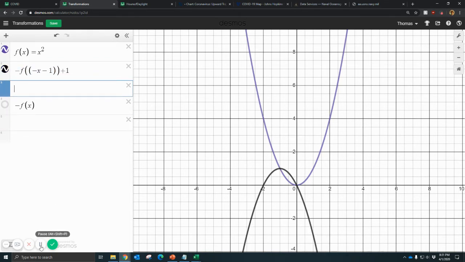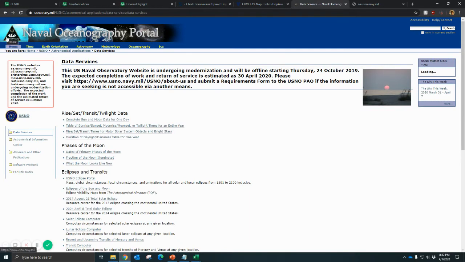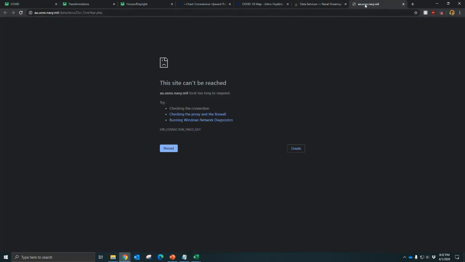Now let's look at an example of this in the real world. Recall what I said at the beginning of the video: we observe things in nature and we want to come up with a way to explain them. There's a website you can go to, the U.S. Naval Observatory website. If you click this button here, duration of daylight and darkness tables for 1 year, as of April 1st, 2020, it doesn't work because this website is undergoing renovation and should be done by April 30th, 2020.